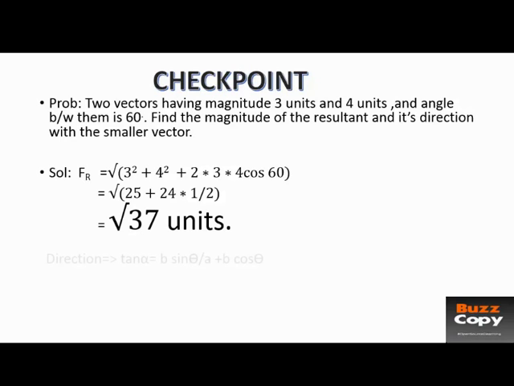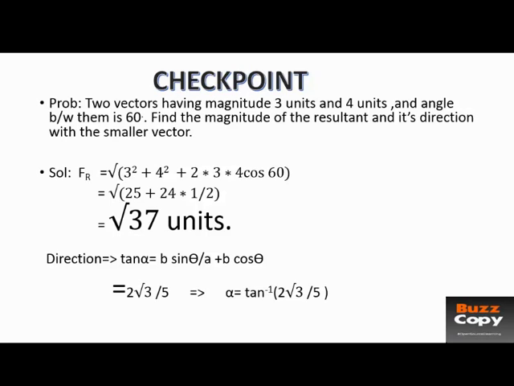Now, tan alpha is equal to B sin theta divided by A plus B cos theta. Tan alpha is equal to 2 root 3 by 5. Therefore, alpha is equal to tan inverse 2 root 3 by 5.